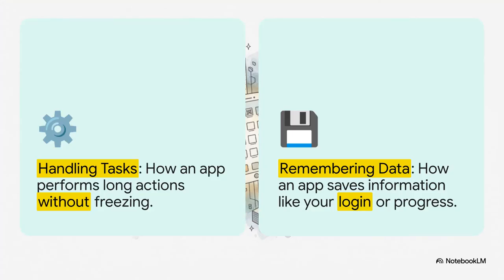When you boil it down, a smart app is really just doing two big things all the time. First, it's handling tasks, especially long ones like downloading a file. And second, it's remembering data, like your login info or your high score in a game. Get these two things right, and you've got the core of a great app.